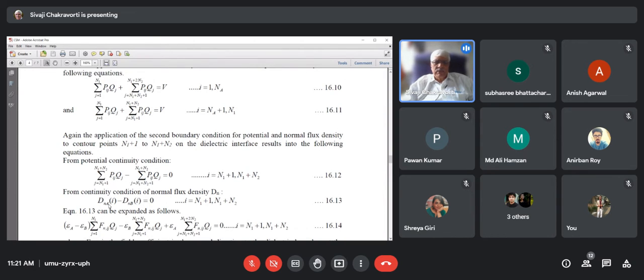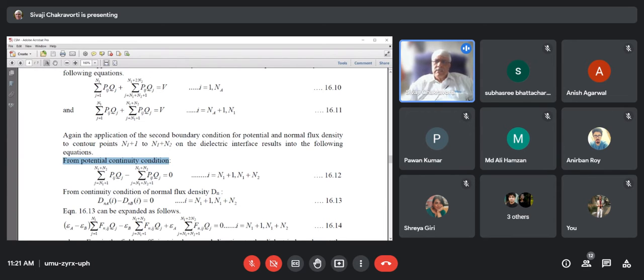This is exactly what we can see here, where we have brought the right-hand side to the left-hand side, making the right-hand side 0. What we are getting is called the potential continuity condition. That means the potential on the dielectric interface must be continuous irrespective of its location. So we get this. But then how many equations do I get? I get n1 plus 1 to n1 plus n2, that means n2 number of equations.